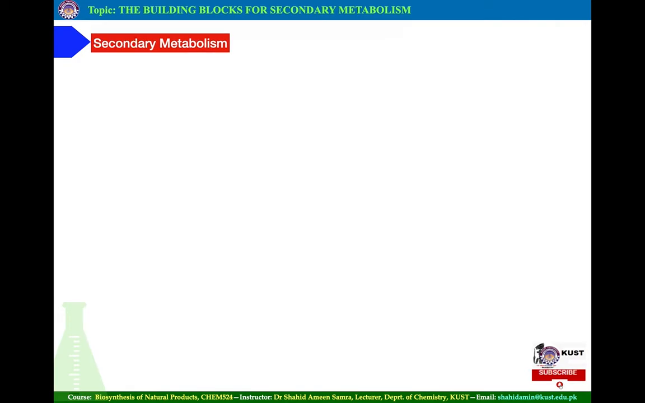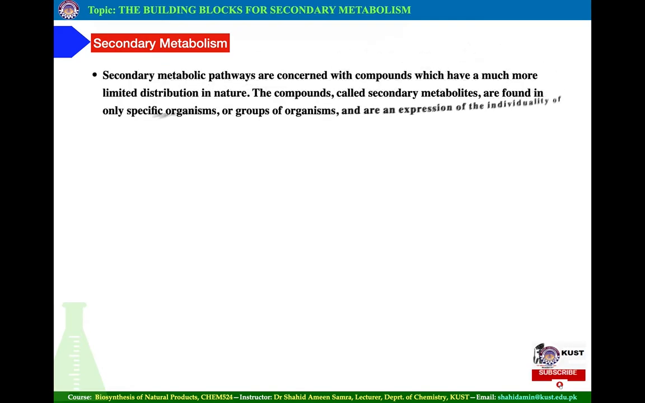Now we look at what we mean by secondary metabolism. Secondary metabolism, or secondary metabolic pathways, are concerned with compounds that have a much more limited distribution in nature. The compounds called secondary metabolites are found in only specific organisms or groups of organisms, and are actually the expression of the individuality of the species. So not all species or organisms will be producing secondary metabolites. Rather, only specific organisms will be producing some specific type of secondary metabolites.